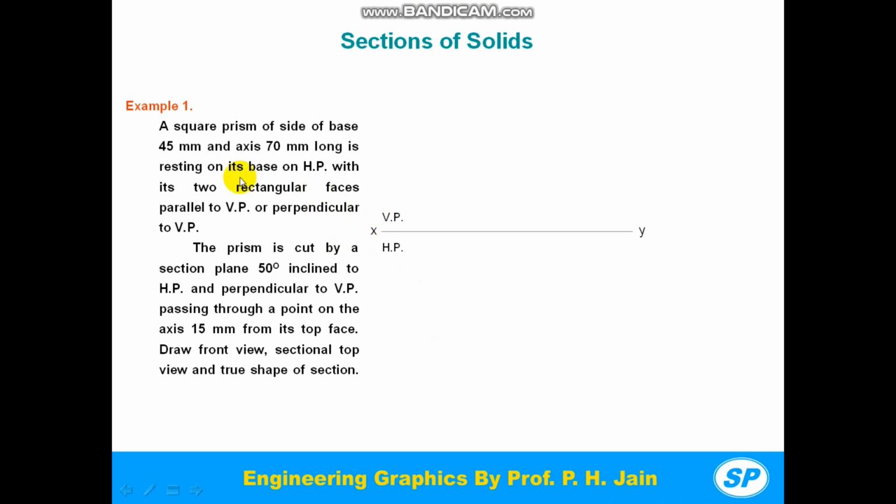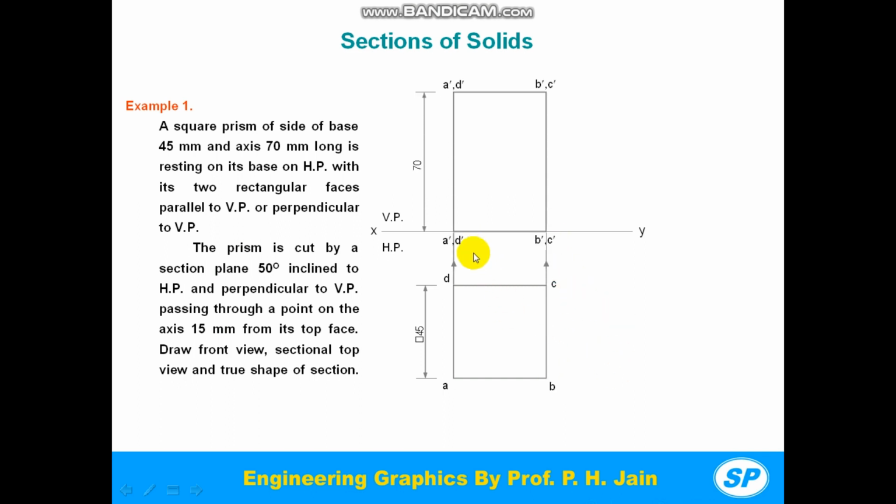So see, this prism is resting on its base on HP. So we have to start from HP. On HP we have to draw the square, meaning the shape of the base. It is a square with two sides parallel to the XY line, or two sides perpendicular to the XY line. Then we have to project its front view. Its front view is a simple rectangle with height 70 mm, which is equal to the axis height.